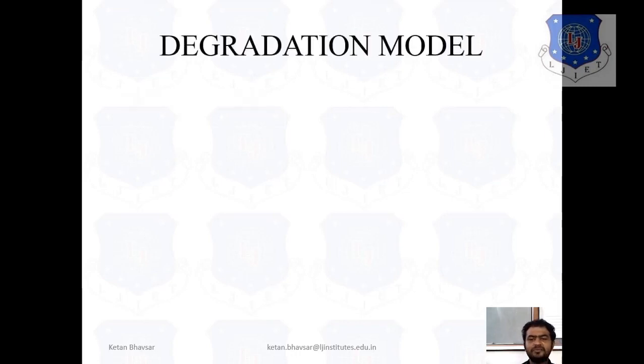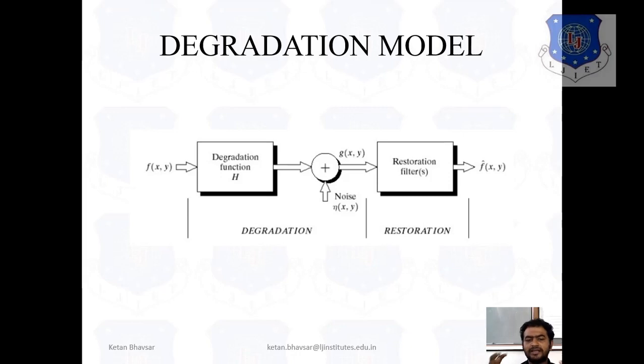Now the degradation model, this model is very popular, that we already saw in the previous session also: f of x comma y is your original image, which gets degraded by noise, and the noise can be n of x comma y, so it can be added in different ways. It can be artificial noise, human noise, or natural noise. Because of adding the noise n of x comma y, you get the final degraded image g of x comma y, and after that we apply certain types of filters and try to remove the noise, and then we get f bar of x comma y, your restored image.